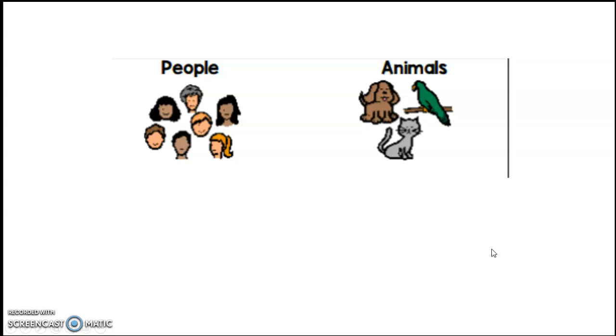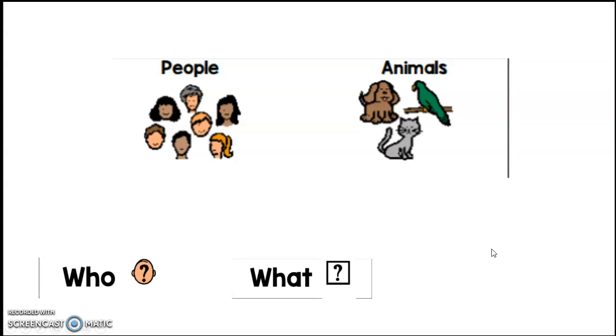Now, let's think about what we've learned so far. If we have this picture of people and animals, does this show who, what, or where? Think about what we've learned about questions that show who, what, and where. What do we have, people and animals? Choose the best answer.